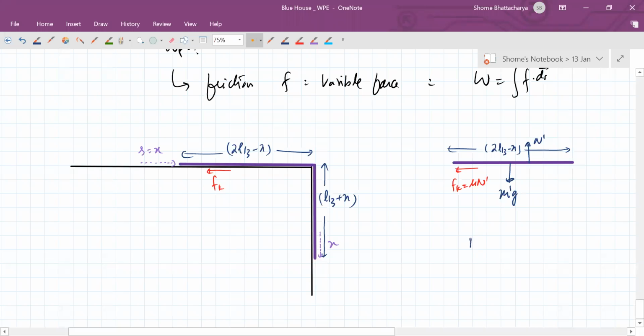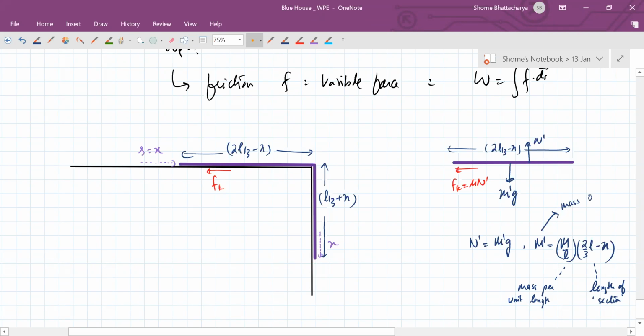Okay. Now this normal reaction will be equal to the weight of this part, where the mass of this part will be mass per unit length of the chain into the length of this part. This is mass per unit length, multiplied with length of the section. So that is the mass of the section on the table at some intermediate time t.